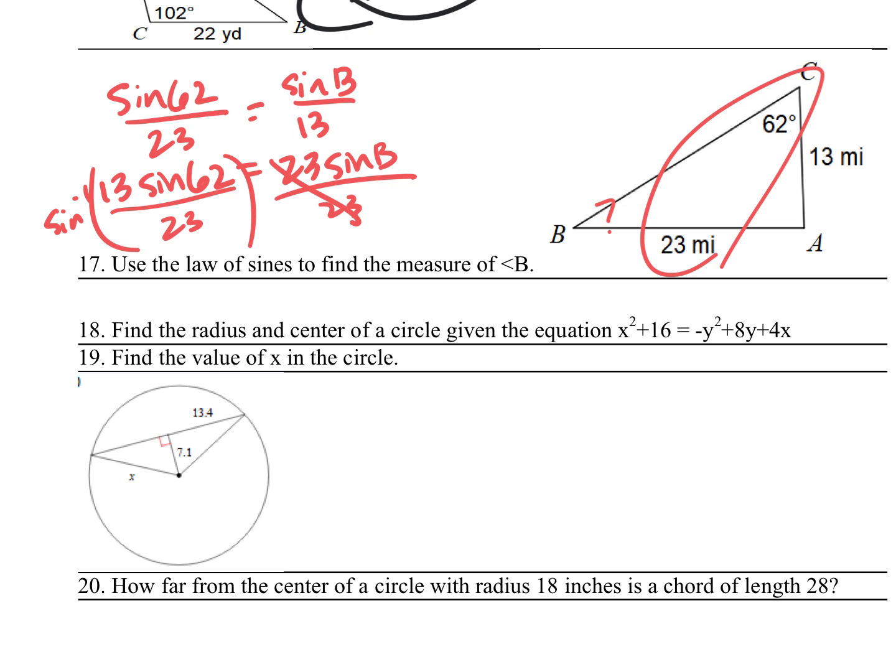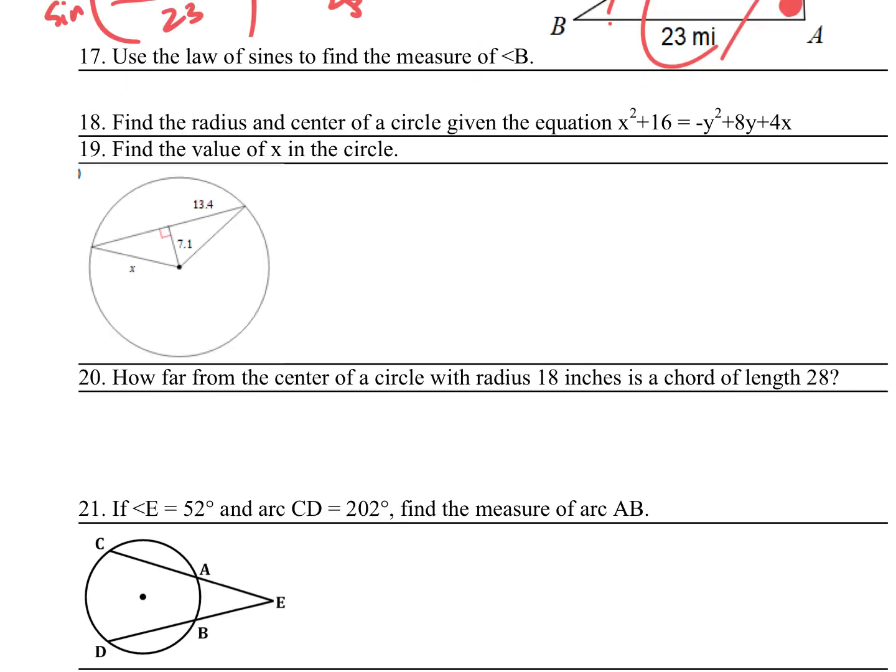So let me check that out real quick. And I get that angle B is around 29.9. So I'm going to round that to 30 degrees. Just a note on this one, it looks like it's got a right angle here, but I don't know that for sure, so you can't assume this is a right triangle. So we use law of sines and cosines on things that are not right triangles.